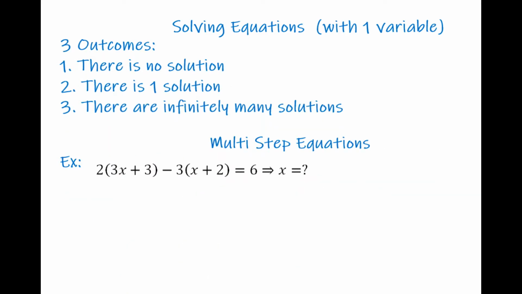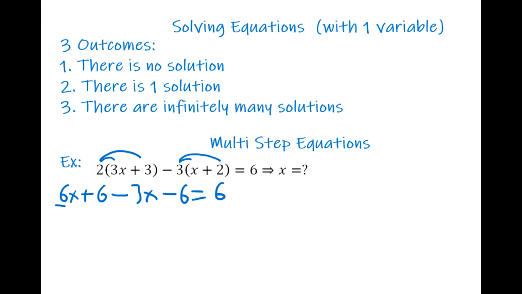Here we have a little bit longer question. Again, we are asked to find the value of x. We're gonna use the distributive property in this question, okay? If you distribute 2 inside the parentheses and this 3 inside the parentheses, then we're gonna have the following. 2 times 3x is 6x, plus 2 times 3 is 6, minus 3 times x is 3x, minus 3 times 2 is 6, and that is equal to 6, guys.